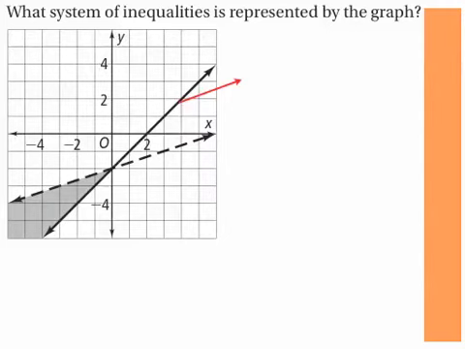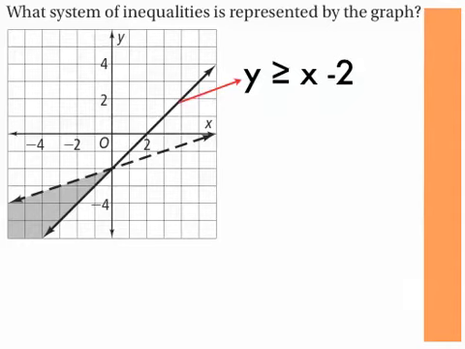The y-intercept is negative 2. The slope would be 1 over 1, so just a 1. So I would have y is greater than or equal to x minus 2. Remember, with a slope of 1, it's not necessary to have 1 in front of a variable. There's the understood 1 there that's telling me the slope is 1.